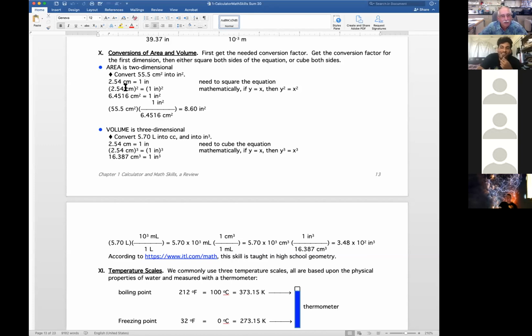Okay, so you're able to get this, right? 6.4516 by multiplying that. Yes. But you're not able to get this part?